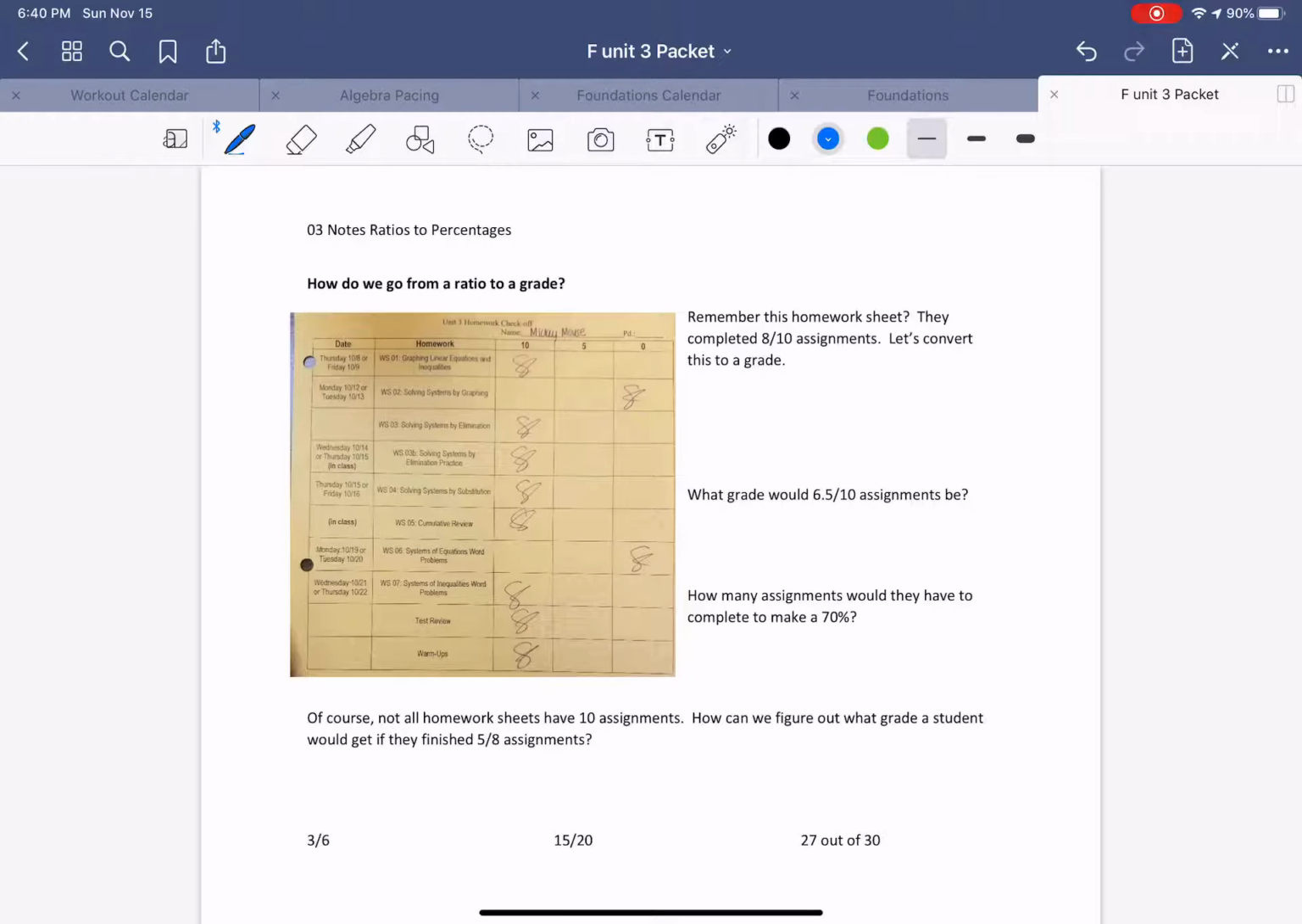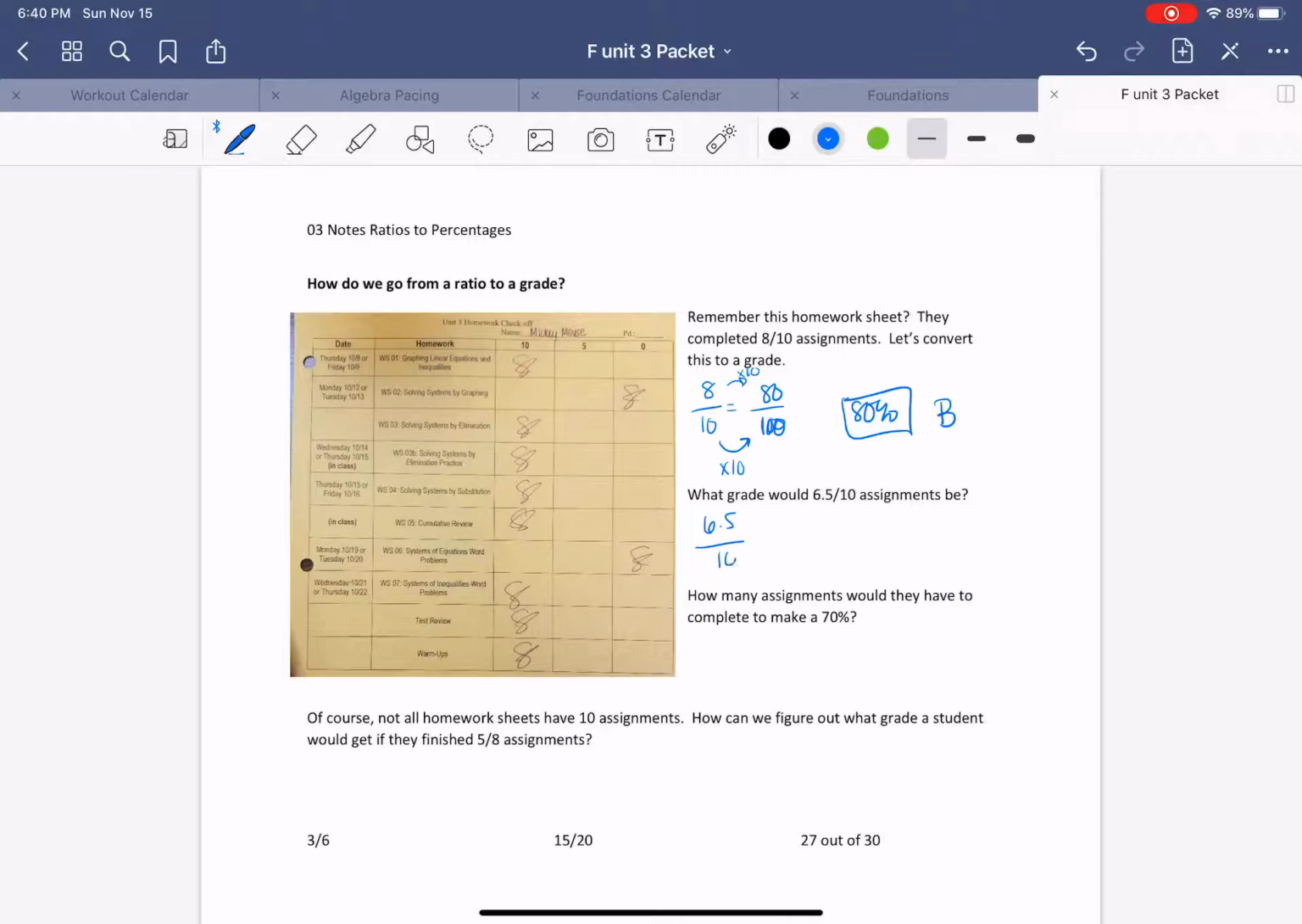Today we're going to take ratios and convert them to percentages. So we've been looking at grades. How do we go from a ratio to a grade? Looking at this old homework sheet, they completed 8 out of 10 assignments. That's like out of 100 points. When we look at grades, we're looking at a 100-point scale. So I can do 10 times 10 is 100, and 8 times 10 is an 80. So they made an 80% or a B.